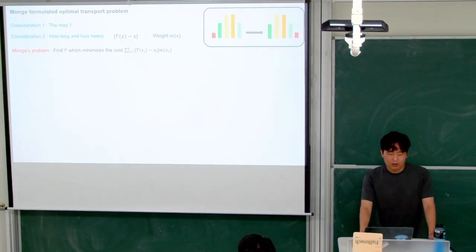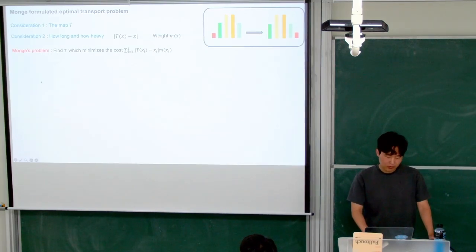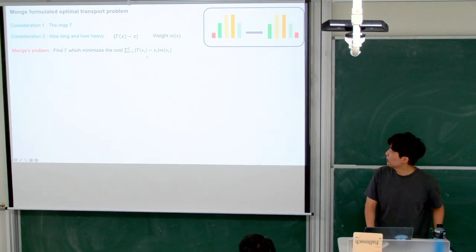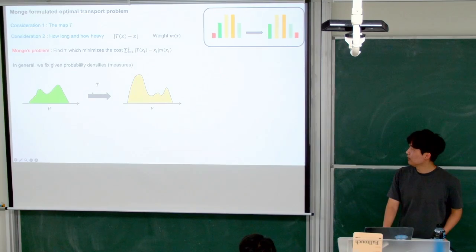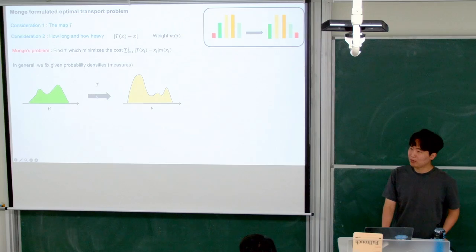So, the French mathematician Monge formulated this problem as follows. Optimal transport means to minimize the whole cost, how long multiplied by how heavy the luggage is. And we sum up this cost with respect to the whole domain. And in terms of probability density, this can be formulated as follows. From this initial distribution mu and the target distribution nu, we have a map T, and we have to choose an optimal T in such a way that the cost function is minimized.